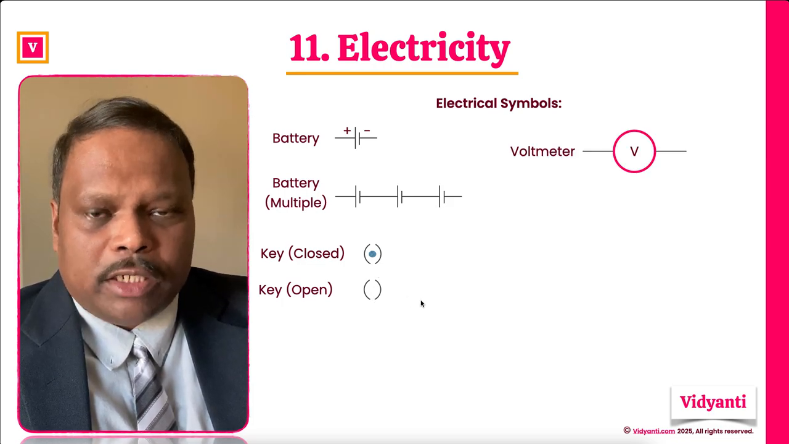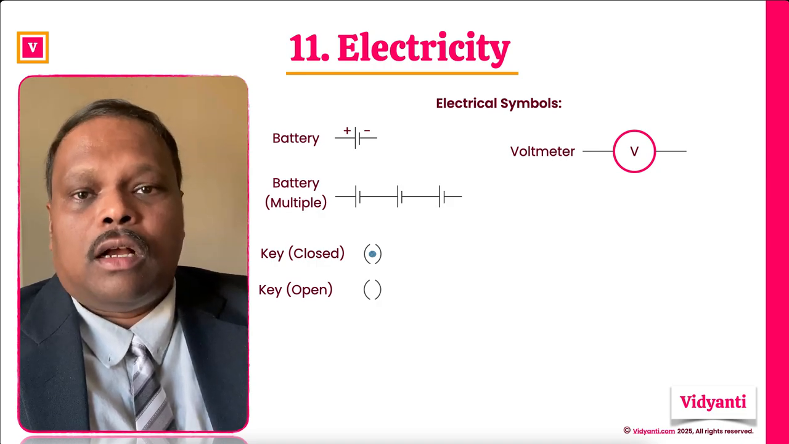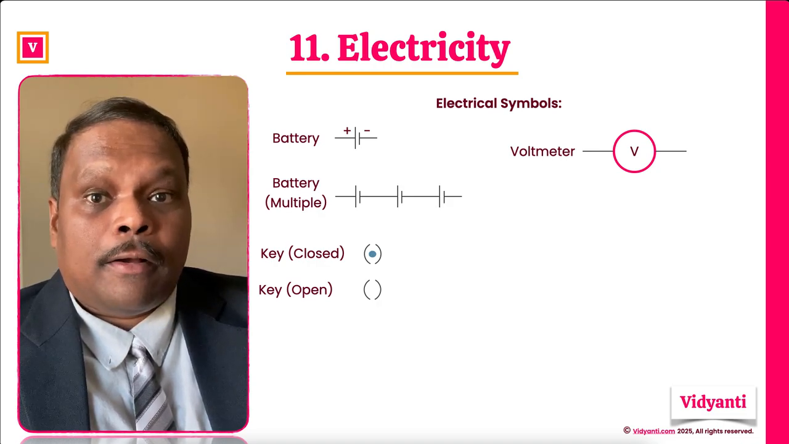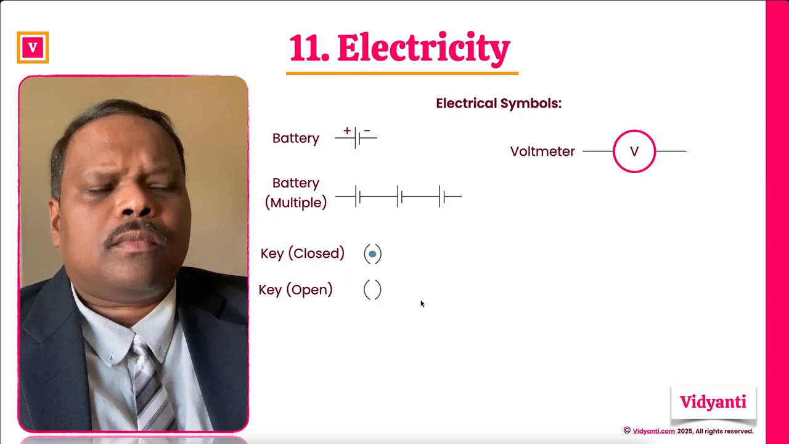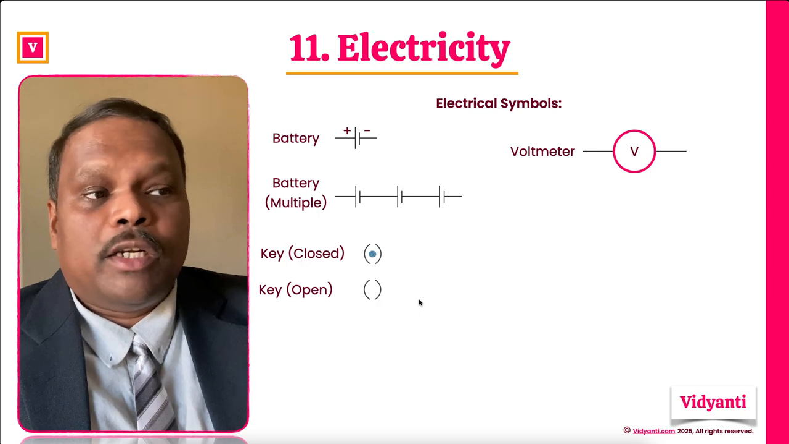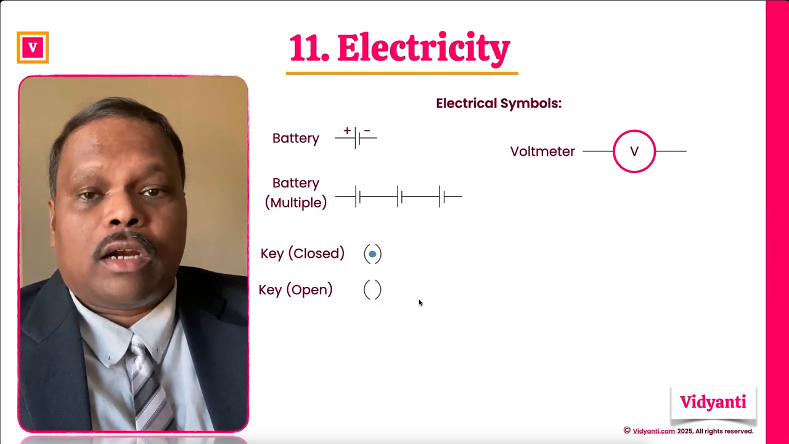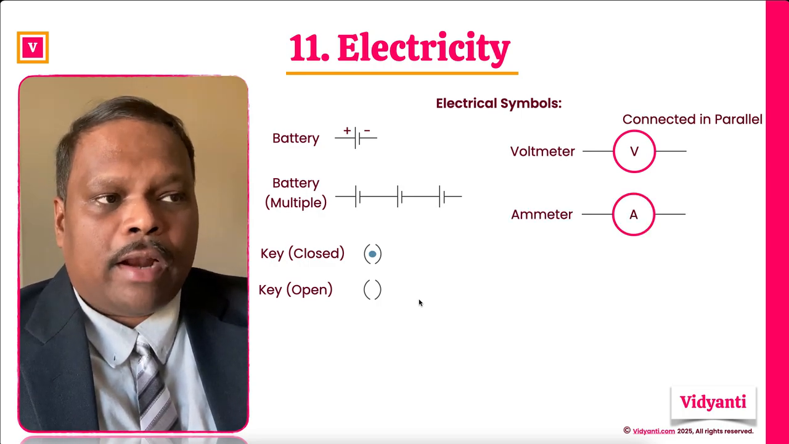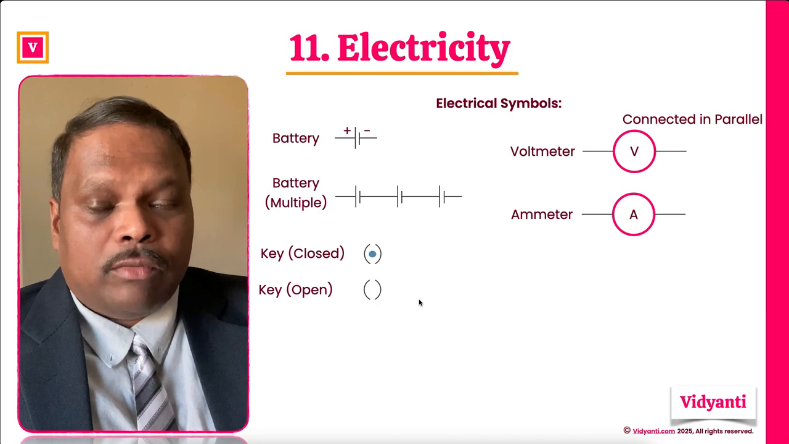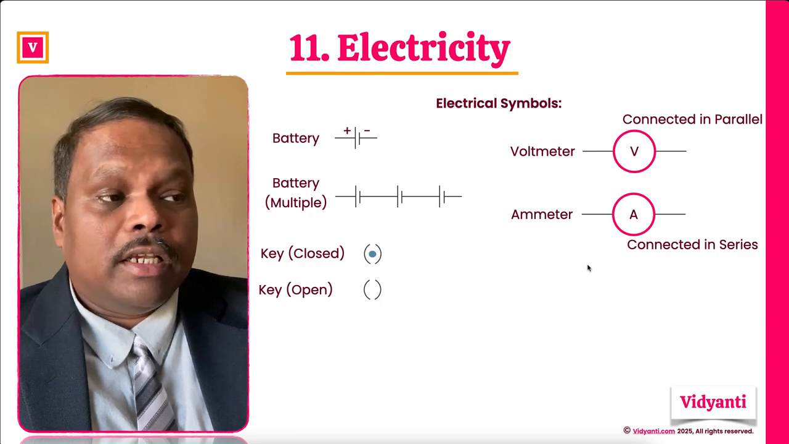There are two instruments which are particularly mentioned in this chapter. One is voltmeter, which is used to measure the voltage across the two terminals of a particular resistor or any two points. Voltmeter is connected parallel to the element across which we are measuring the voltage. So voltmeter is connected in parallel. The second instrument is ammeter, which is used to measure the ampere, which is nothing but current, and that has to be connected in series or in line.